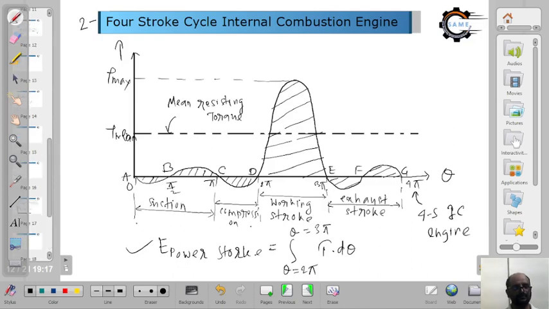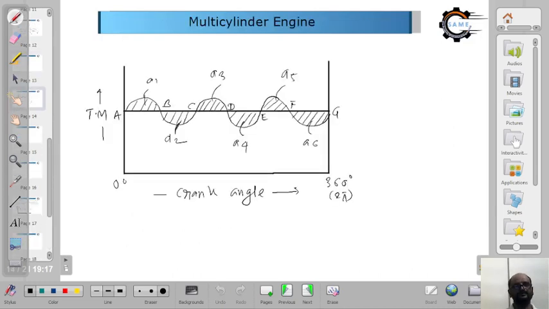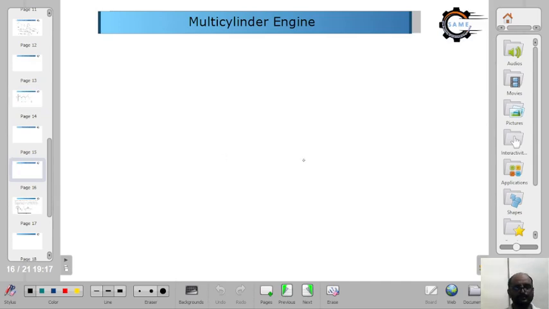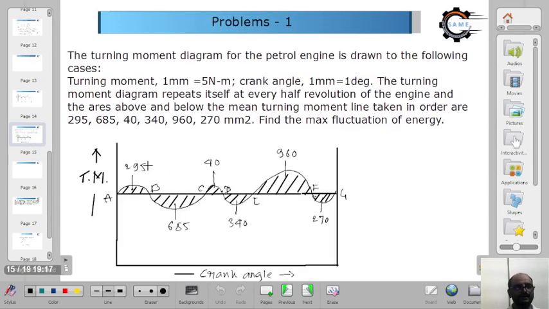Now we'll move on to the next. Now we'll see the multi-cylinder engine. This is the third combination. Okay, multi-cylinder engine. I'll differentiate both so that you can understand it in a clearer manner.